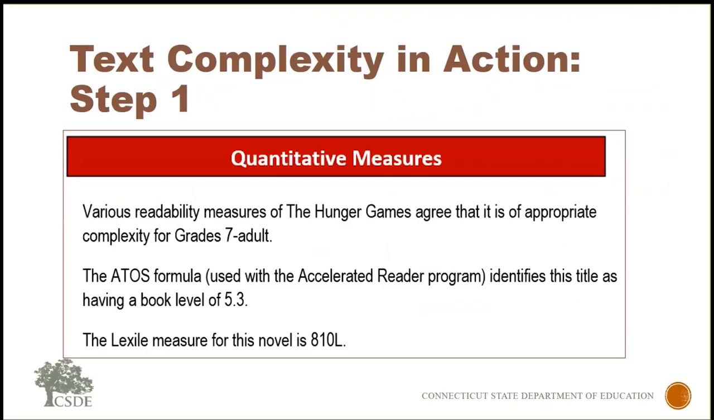The first of the 4 steps is to find the quantitative measure of the text. The educator who completed this placemat used an ATOS formula and a Lexile measure, both of which placed this book in the 4th to 5th grade reading level. The book is listed by the publisher as appropriate for grade bands 6 to 8 and 9 to 12. So we have some disparity in the quantitative measure.